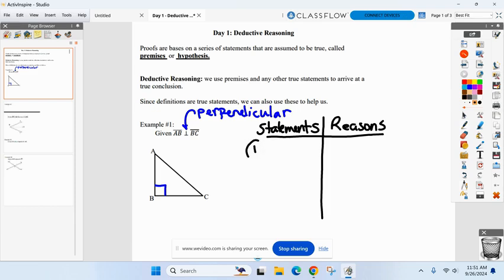You're going to put statement number 1 first. It's the same every time. It's whatever I give you. It goes in statement number 1. We already know that's true. So the first statement, nice and easy, is whatever is given: AB perpendicular to BC. That is always going to be your first statement. I want the symbols now. I'm going to use a lot of shorthand here.